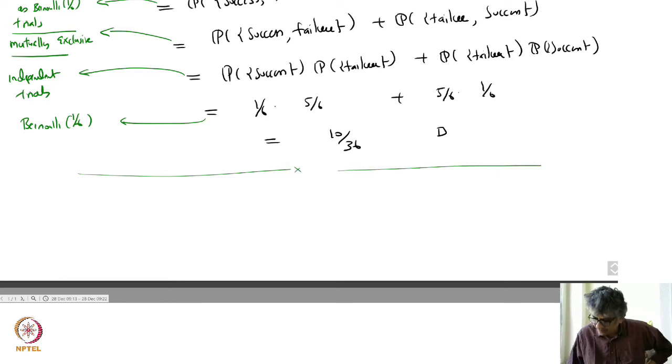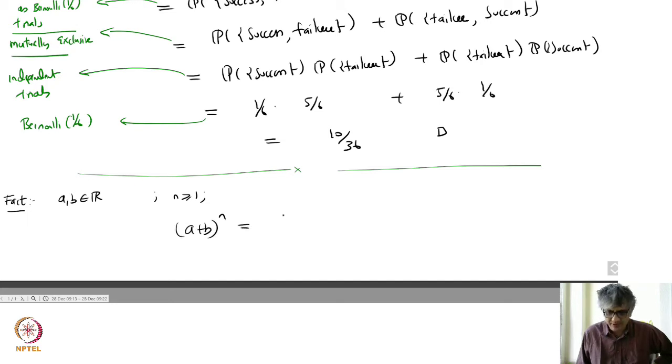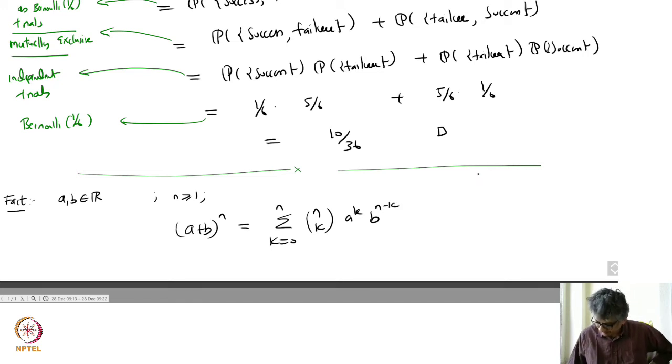You've probably seen this in your 12th class. If I have any two real numbers A and B in R, then for any integer n bigger than or equal to 1, (A plus B) to the power n is equal to the sum from k equal to 0 to n of n choose k times A to the power k, B to the power n minus k. Where n choose k is just the number of ways of choosing k people from n people, that is, n factorial divided by k factorial times (n minus k) factorial.